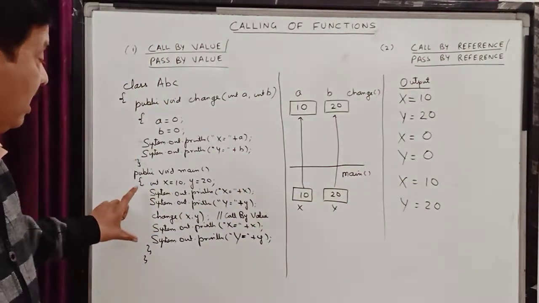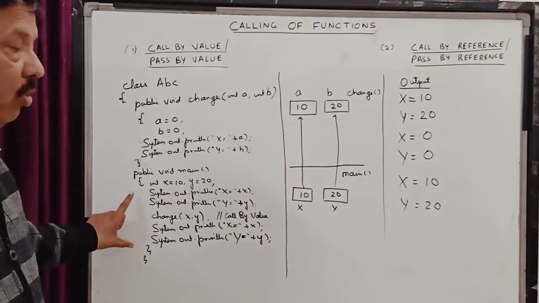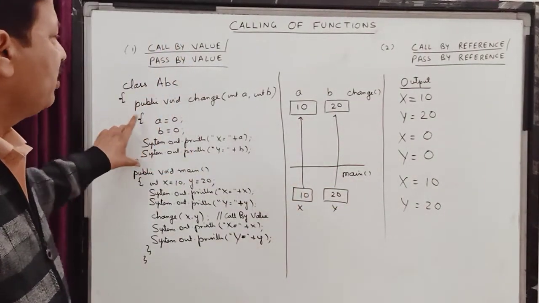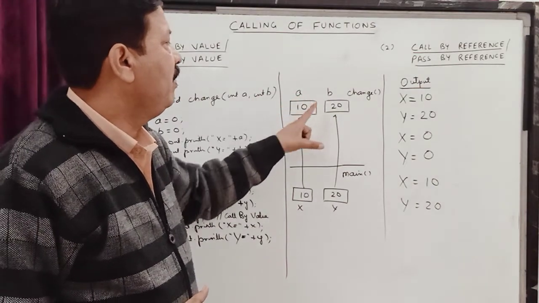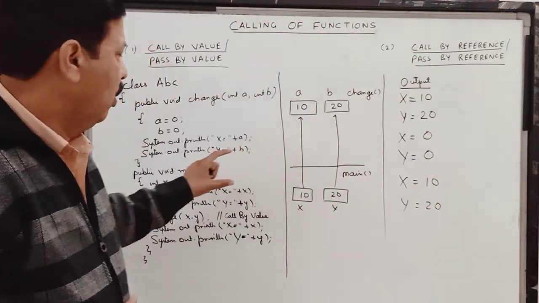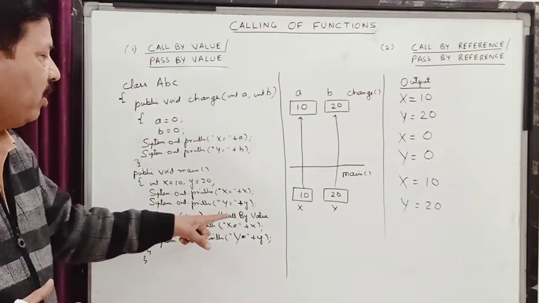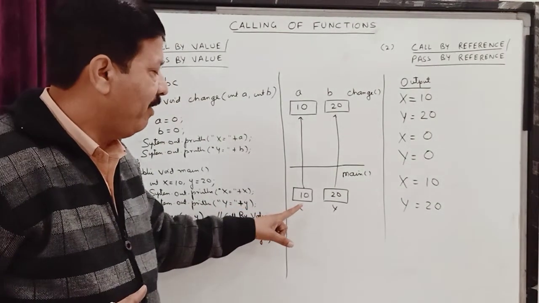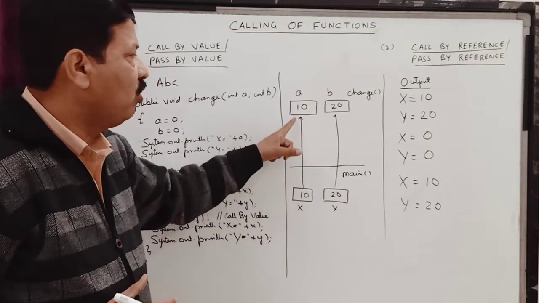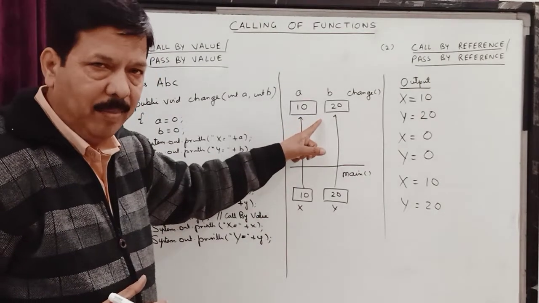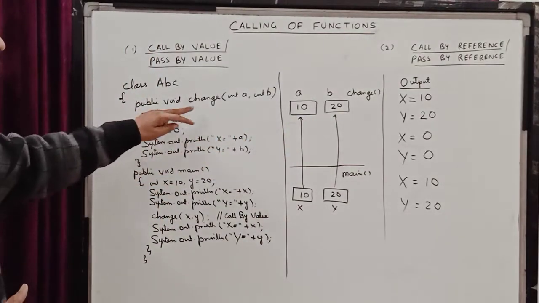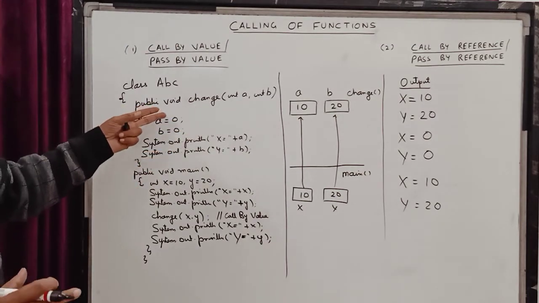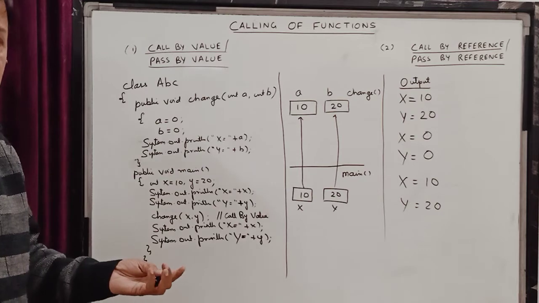Since it is a method variable, it is available to me in the main method, and in my change function I have used two variables a and b, which I am showing over here. So when I call this function by the call by value method, the values of the actual parameters get copied onto the formal parameters. This is the called function, this is the calling function, and the called function uses its own copy of the arguments.